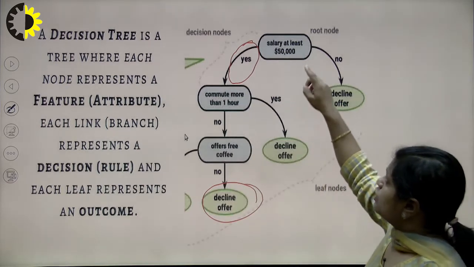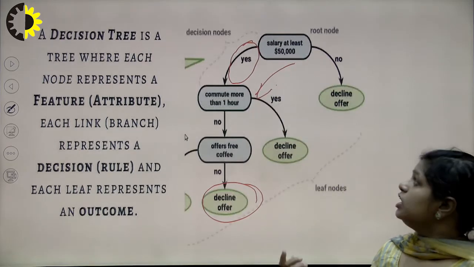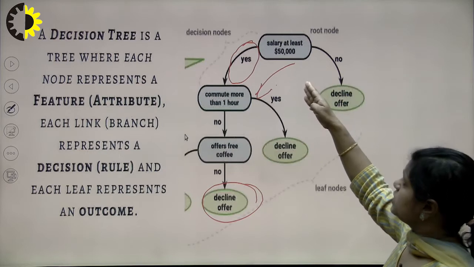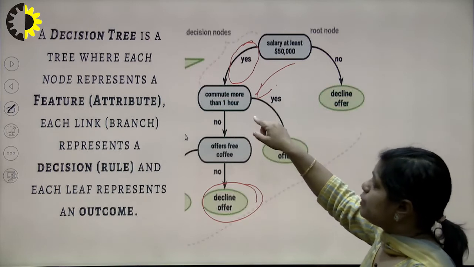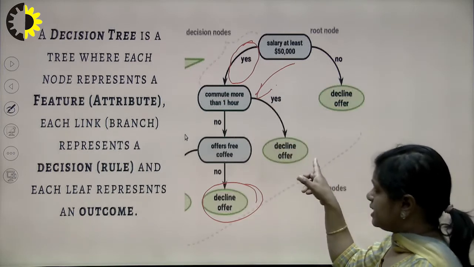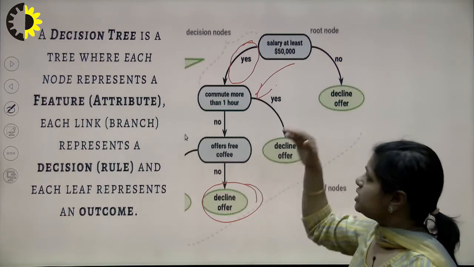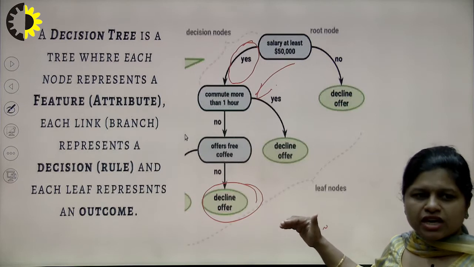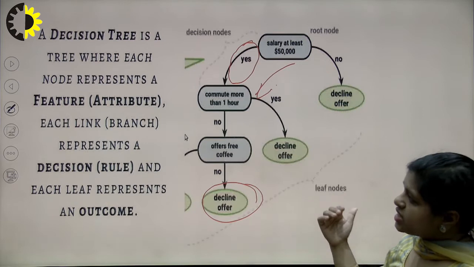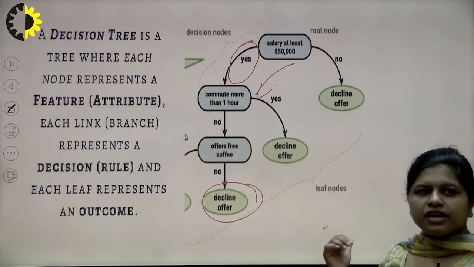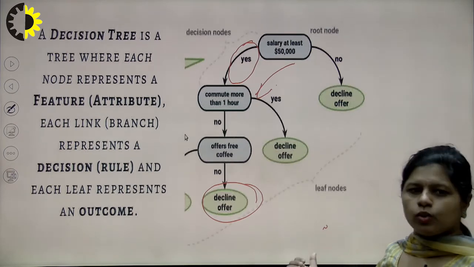So we need to move from here to here. It can also be represented as an if-then-else rule. If the salary is at least $50,000, the condition is yes, then we check the other condition. If the commute is more than 1 hour, yes, then decline the offer. If no, then go for whether the offer includes free coffee or not. In this way, the if-else conditions can be explored one by one. So a decision tree is a tree where each node represents a feature, each link represents a decision rule, and each leaf node represents an outcome.